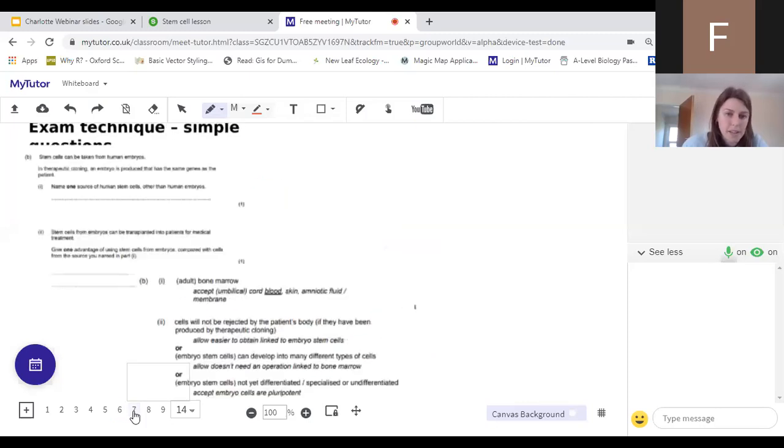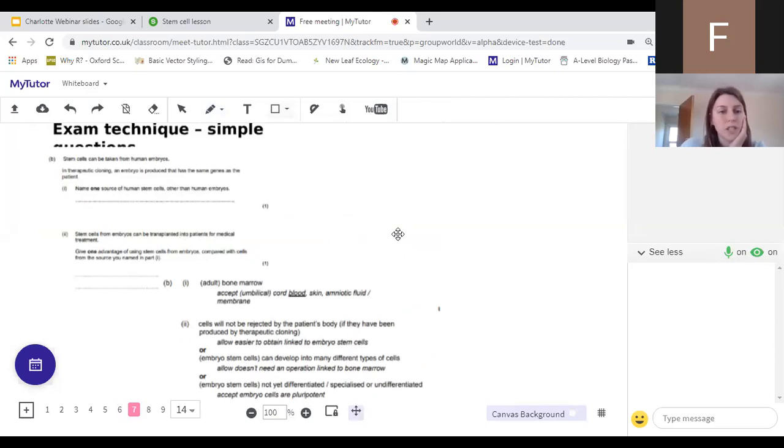Okay, so on the next page, I've got the mark scheme. For part 1, which was name one source other than human embryos, you could have had bone marrow. That tends to be the one that everyone remembers. But they would also have accepted umbilical cord, skin, amniotic fluid, or membrane for those. So this is what the mark scheme looks like for that. Lots of different alternatives, but generally it'll be bone marrow. That's the most common one that comes up.